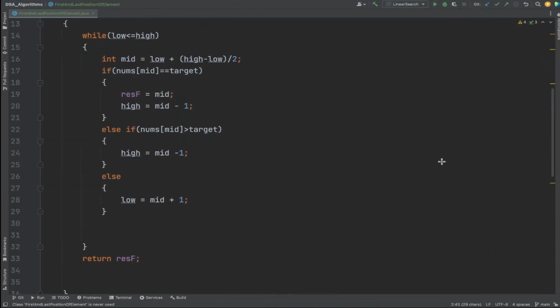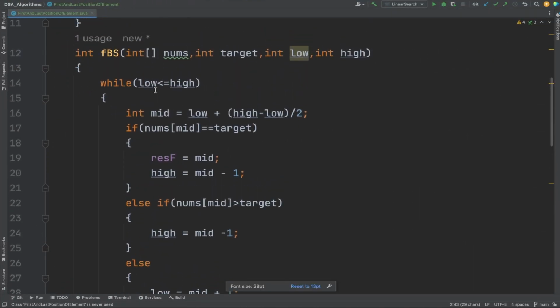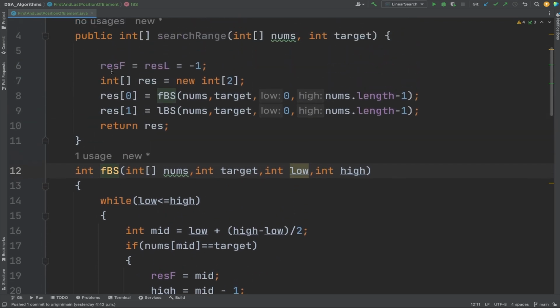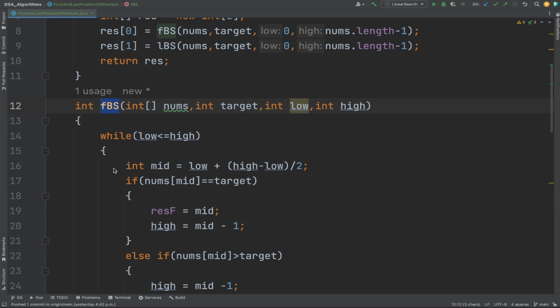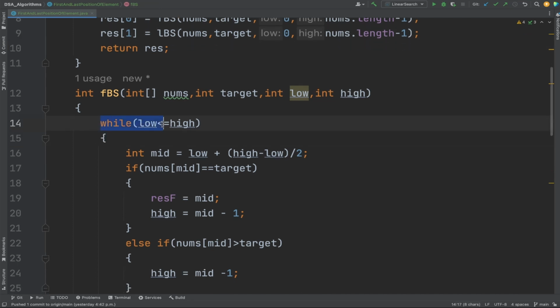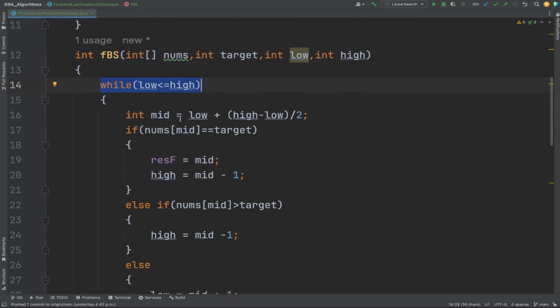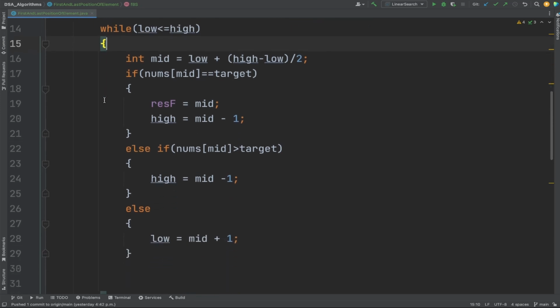Okay, let's look at the code for only this part. I've written a function FBS, which basically means finding the first occurrence of a particular target. I have low and high. When I call it, I'm going to pass 0 and the last index of my array. To get the last index, I can say nums.length minus 1. This all remains the same. While low is less than or equal to high is exactly what we do in a standard binary search as well.